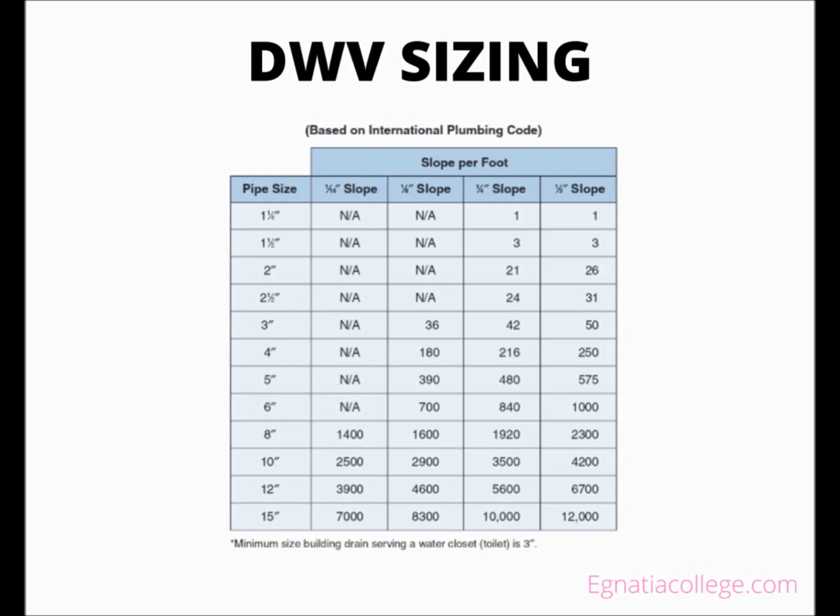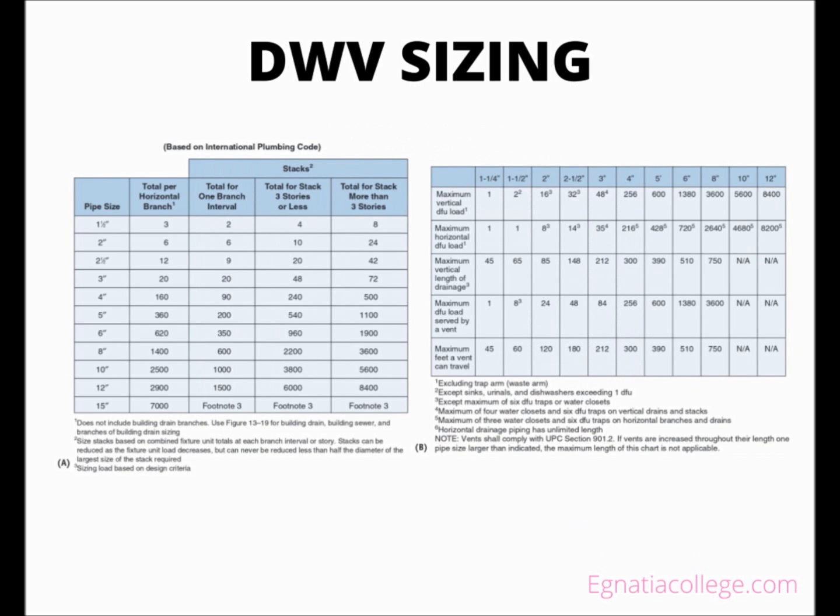The IPC sizes horizontal branches or fixture drains based on whether they are connected to a waste stack or building drain. Note that pipe sizes from 1 1/4 inch to 2.5 inch do not have options to install pipe at 1/16 inch or 1/8 inch per foot slope. This figure relates to branches in different intervals of a waste stack, because it is concerned with horizontal branches connecting to a vertical stack.